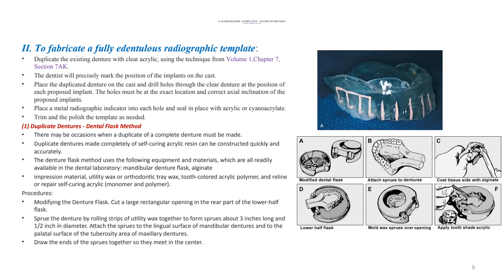Cut a large rectangular or square opening in the rear part of the lower half of the flask. Sprue the denture by rolling strips of utility wax together to form sprues about 3 inches long and half an inch in diameter. Attach the sprues to the lingual surface of the mandibular dentures and the palate surface of the tuberosity area in the maxillary dentures. It's kind of the same principle as processing a denture through the induction method. Draw the ends of the sprues together so they meet in the center.